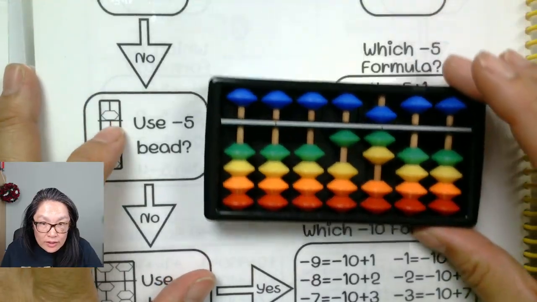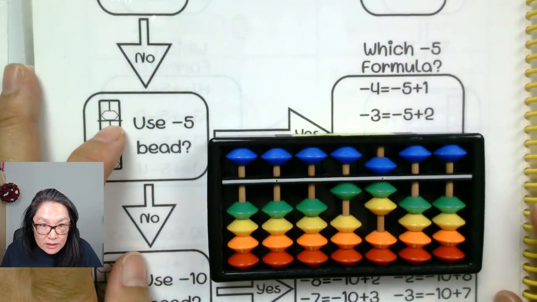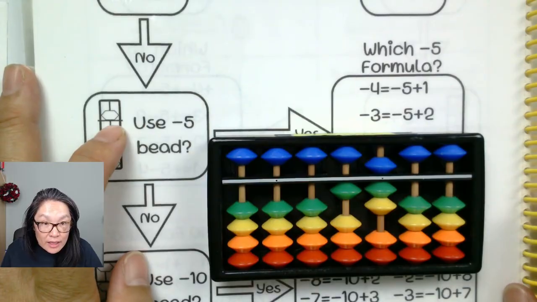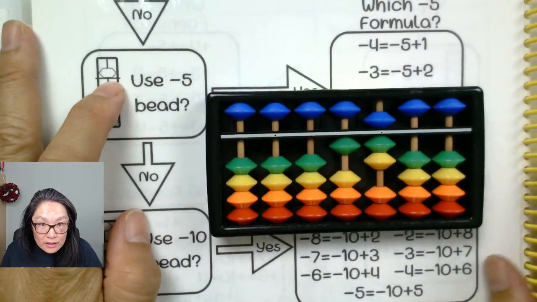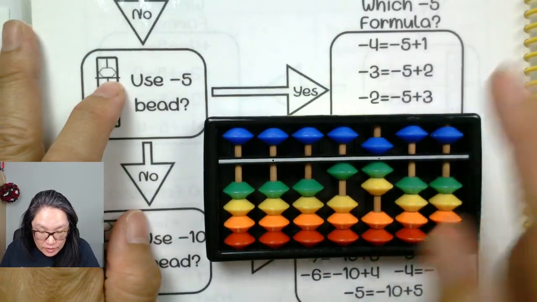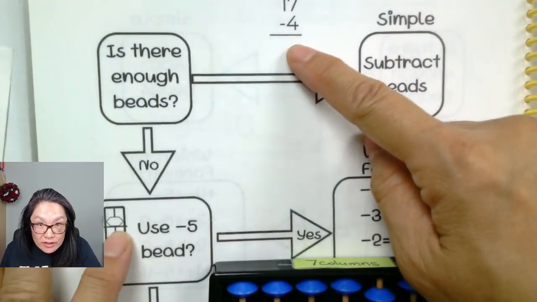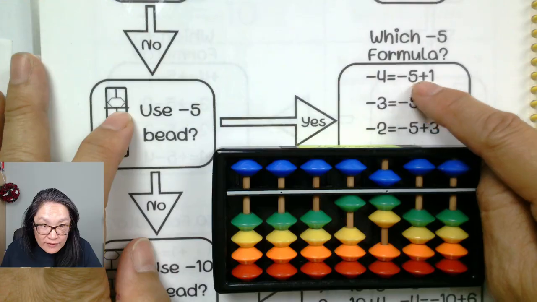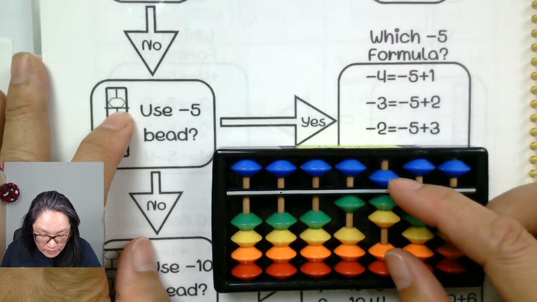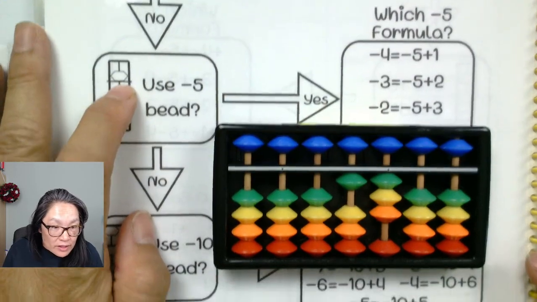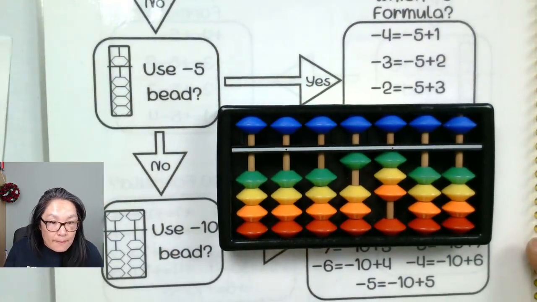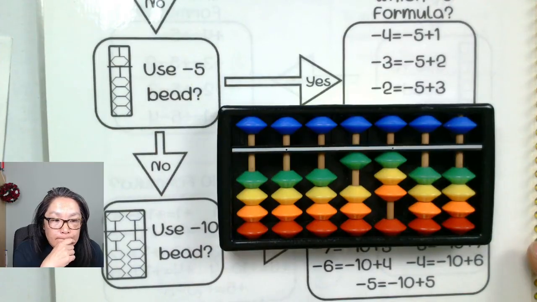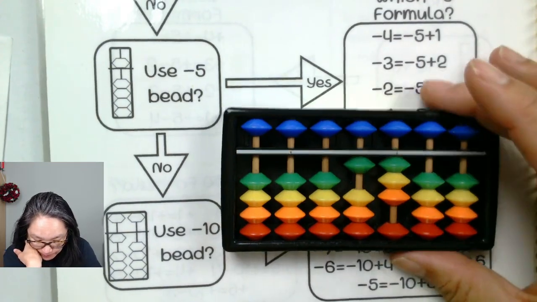So we have to go down. Can we take away the 5? Yeah, we can. Right? Because to minus the 4, we want to take away the 5, plus the 1. Minus the 5 plus the 1. My final answer is 13. Oh, I should have done it the other way. That's what it was. Okay. Does that make sense?